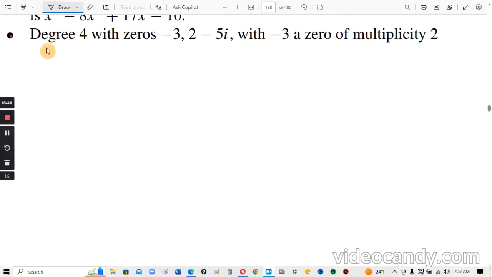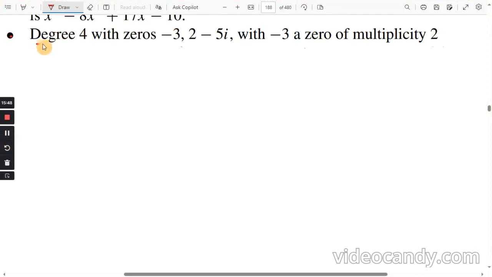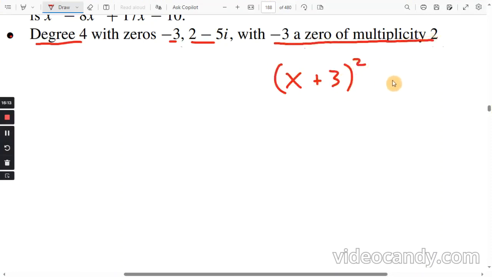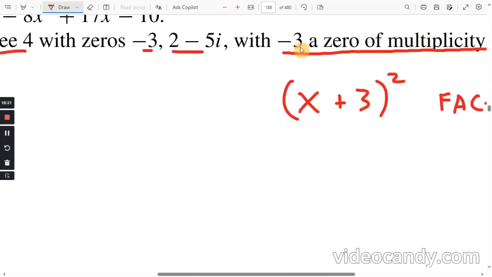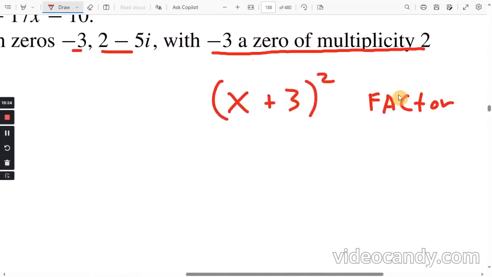Next example, they want us to find a polynomial of degree 4 with zeros of negative 3, 2 minus 5i, and negative 3 is a zero of multiplicity 2. All right, so if negative 3 is a zero of multiplicity 2, that means x plus 3, squared, is a factor. Because if we set this equal to 0, we would get negative 3, and we have to have it squared because it's multiplicity 2.